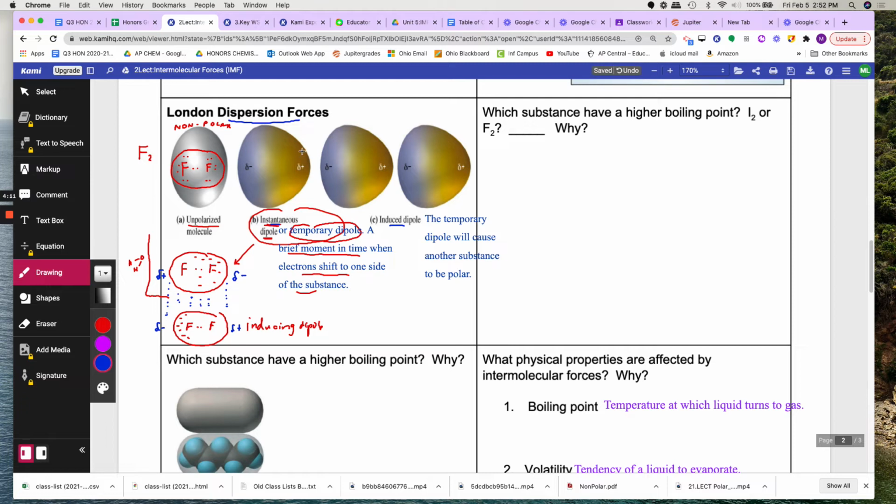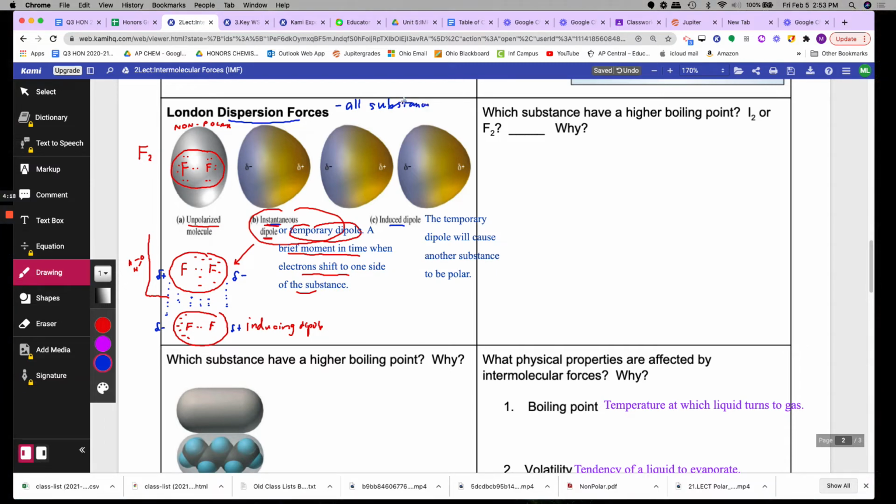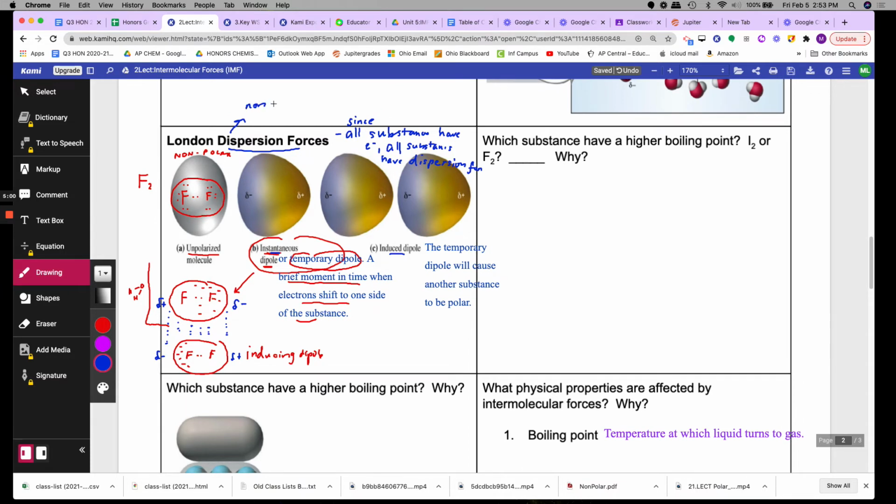Okay, that's what a London dispersion force is. Since all substances have electrons, then they will all have dispersion forces because electrons can move. Since all substances have electrons, all substances have dispersion forces. Okay, but dispersion forces are stronger or predominant in nonpolar substances.